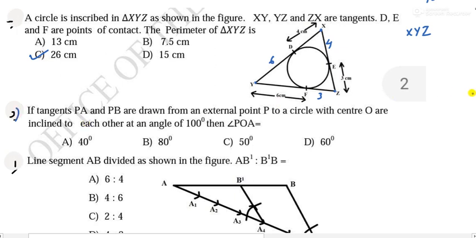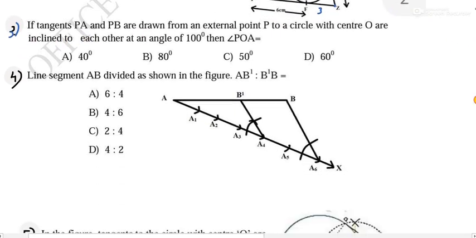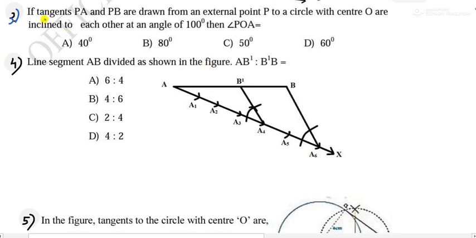And this is our third question now. So what does it say? If tangents PA and PB are drawn from an external point P to a circle with center O, inclined to each other at an angle 100. For example, this is A and B. So the tangents are at an angle of 100 degrees.